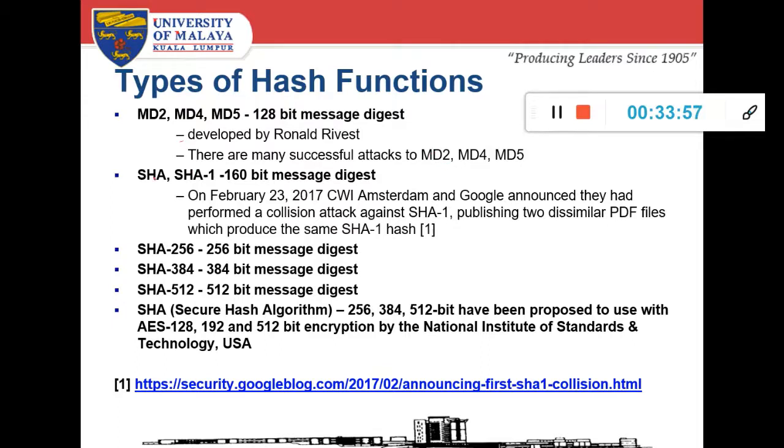And then you have SHA, secure hash algorithm, version 1. They use a 160-bit message digest. So you have a 160-bit output hash function.